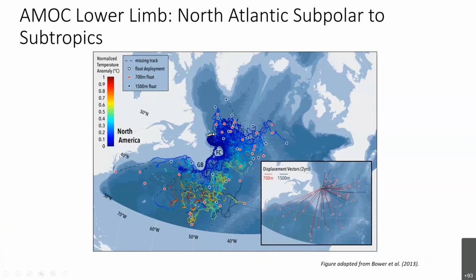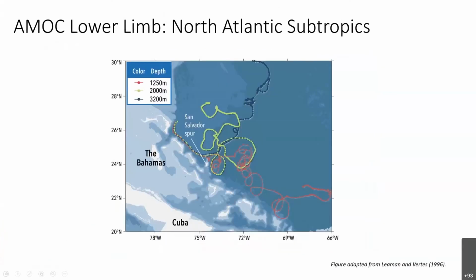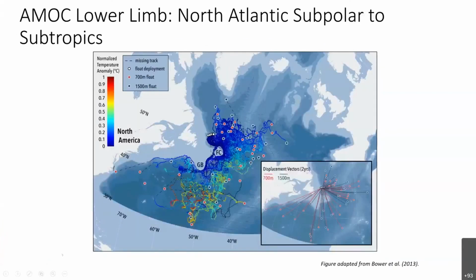And they are color coded by temperature, essentially. So they start out cold, and then you can see that the ones that move the furthest south actually get warmer. And these were at the Labrador seawater level.